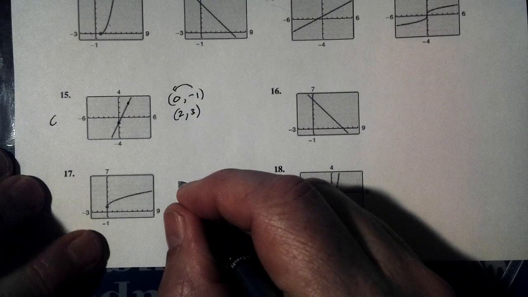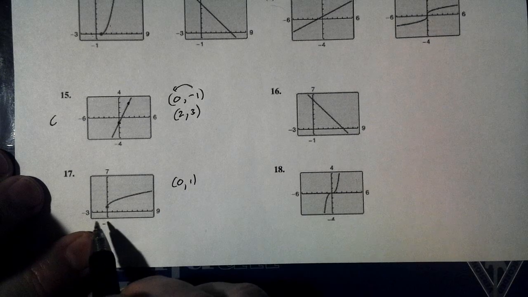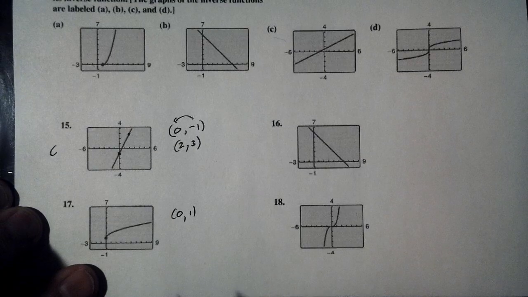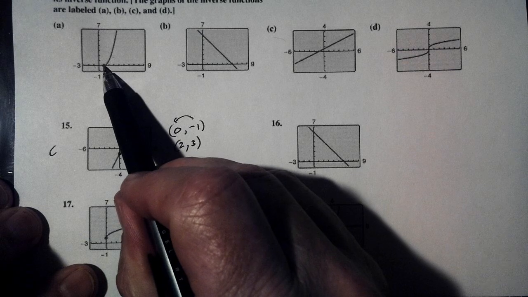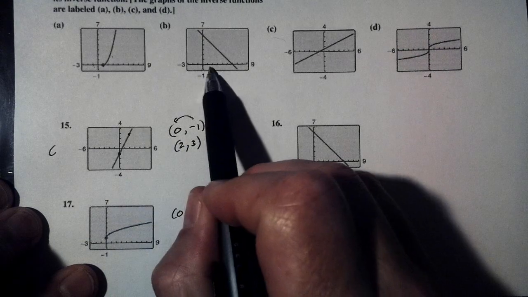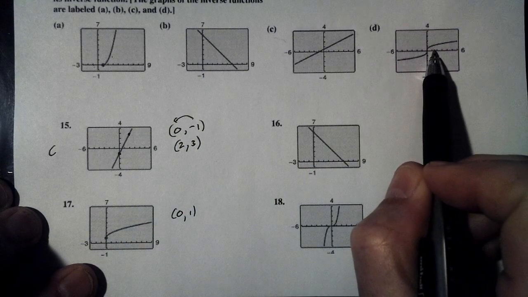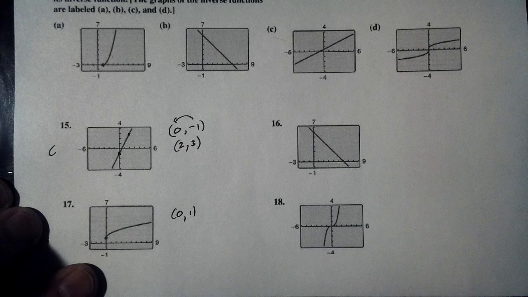17 turns zeros into ones most definitely. So I'm looking to turn ones into zeros. 1, 0. Yes. 1, 0, no. 1, 0, no. 1, 0, no. That's the only one it could be.